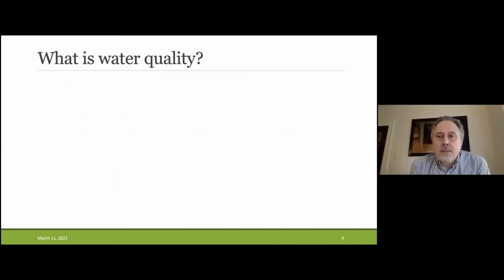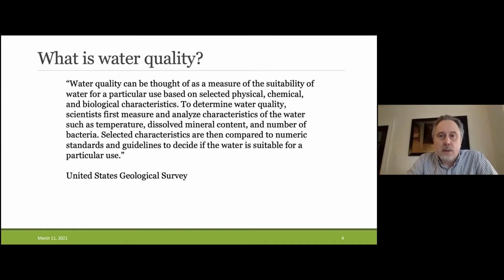But let me first start by essentially asking the question, what is water quality? Maybe I should have done this as a poll and asked all the participants here, how would you define water quality? Of course, there's not a unique definition of water quality. Here, for instance, is one from the United States Geological Survey, the USGS. It says water quality can be thought of as a measure of the suitability of water for a particular use based on selected physical, chemical, and biological characteristics.